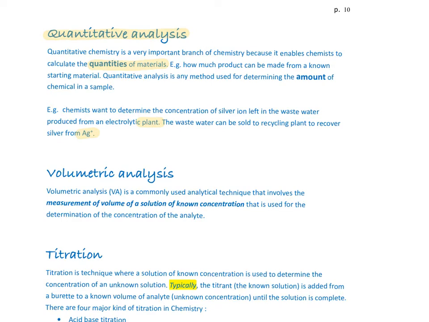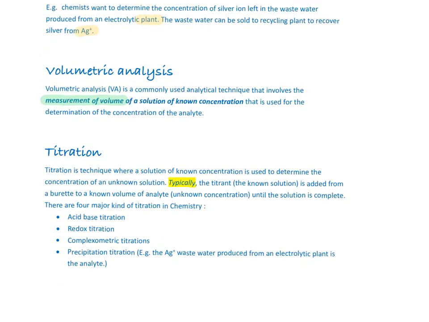The analysis may involve the accurate measurement of the volume of a standard solution used. Then, as the volume is involved, these kinds of analysis are usually called volumetric analysis. Titration is the name of the technique to obtain the volume of the solution during the analysis, and usually the solution is added from a burette.